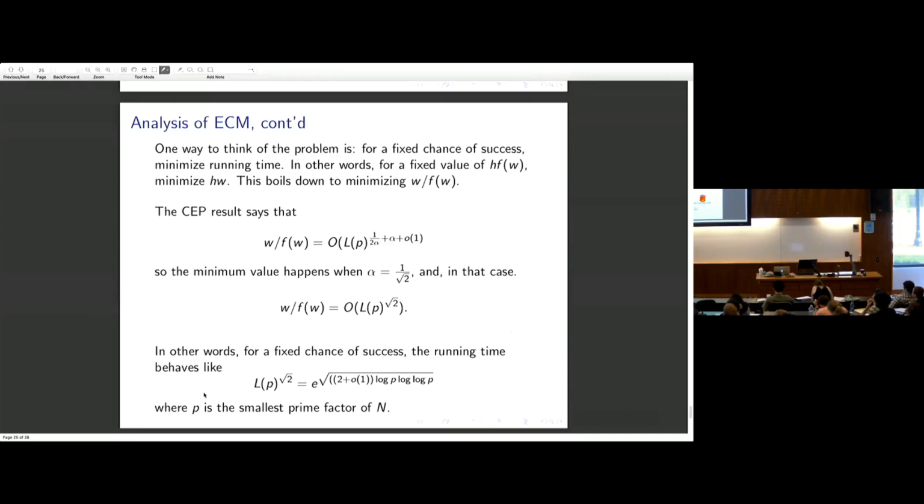And when you plug that into the running time, you get that the running time is e to the square root of 2 log p, where p is the smallest prime divisor of n. So that's where the running time of the elliptic curve method comes from. This is the optimum choice, trading off the number of times you try versus the probability of success for any given try.